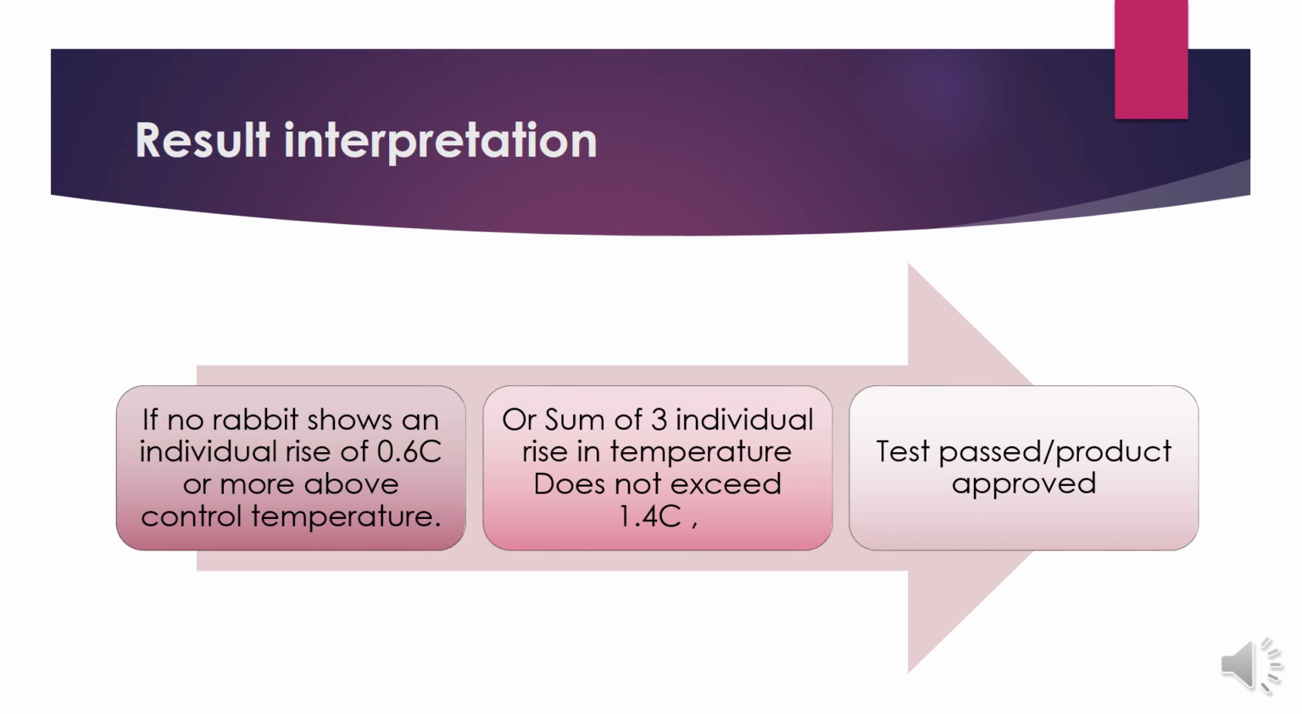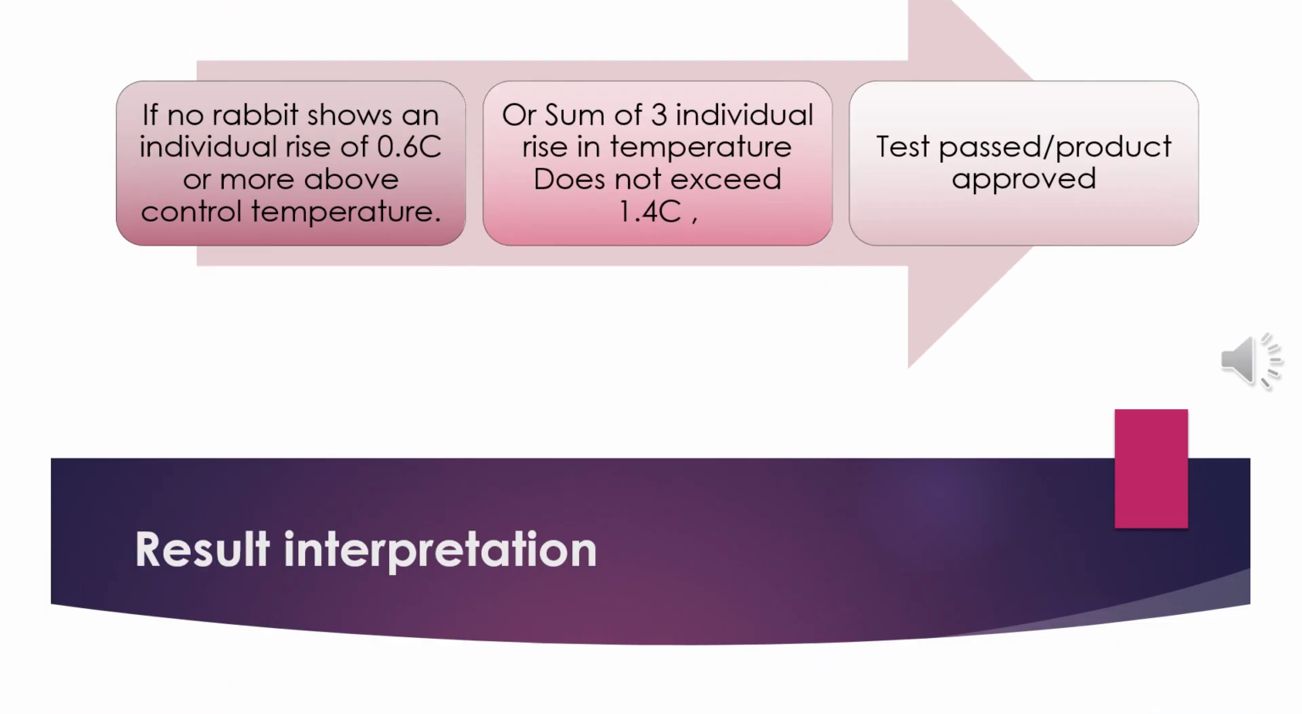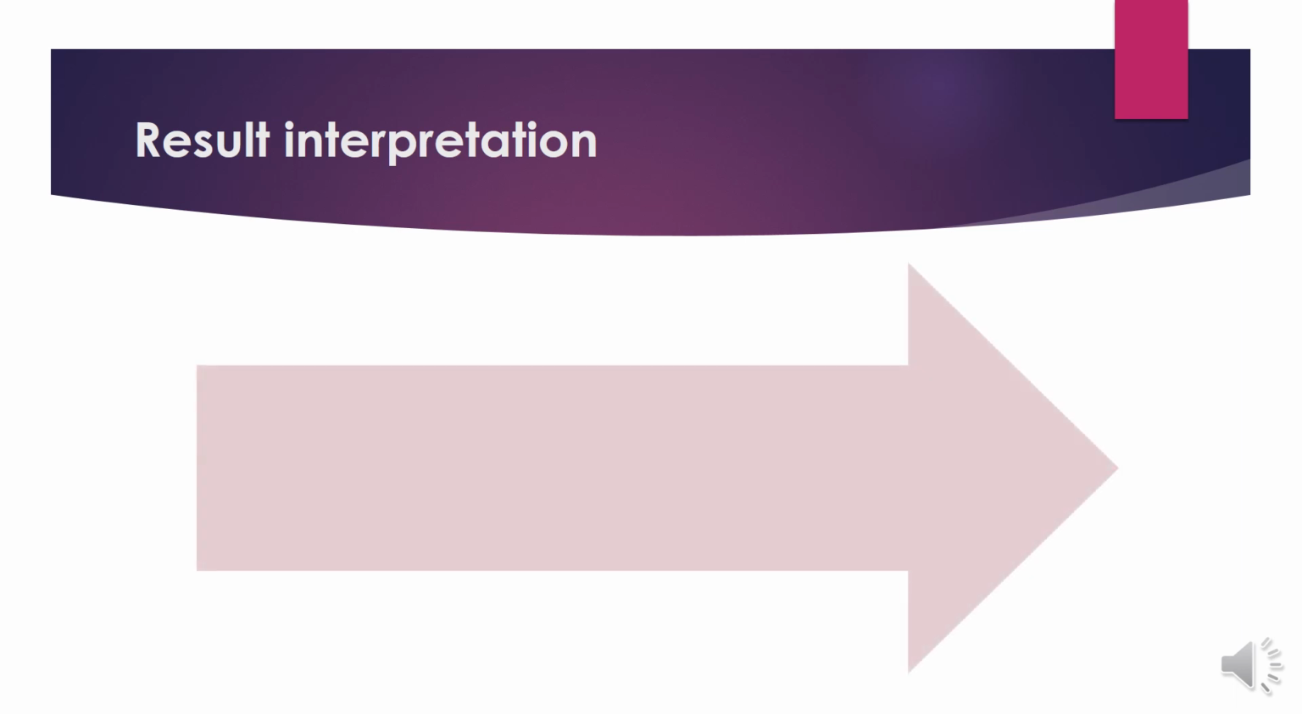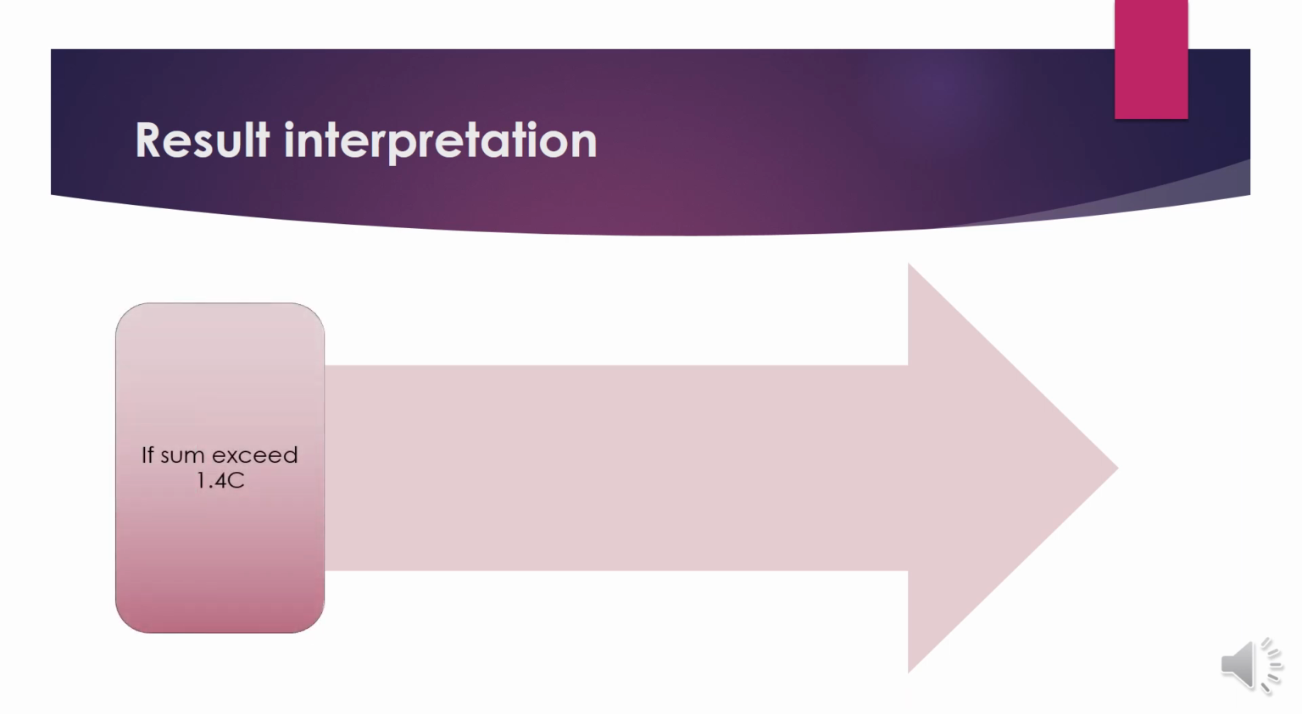Similarly, if any rabbit shows an individual rise of 0.6 degree centigrade, or the sum is more than 1.4 degree centigrade, you have to repeat the test. So if the desired results are not obtained, as in the sum exceeds 1.4 degree centigrade, you have to repeat the test by using five other rabbits. So you have to select other five rabbits on which you are going to repeat the same procedure.